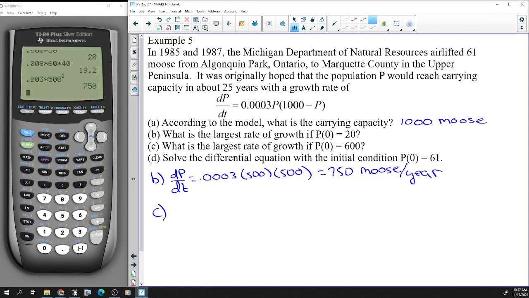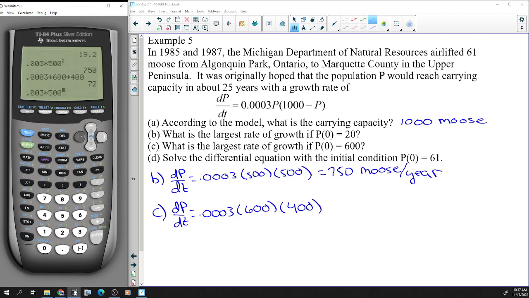Letter C, what is the largest rate of growth if we're already past the halfway point? Well, the fastest growth we're going to see is right away. Times what, 400? And we can see that's already, oh, wait a minute. Was the other one 750? No. Oh, I missed a 0. I thought that was kind of high. Yeah, 75, not 750, because this should be smaller. 72 moose per year.